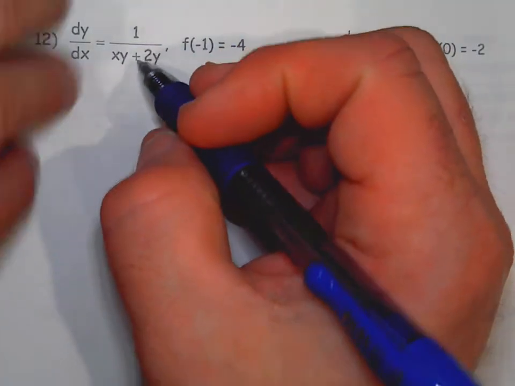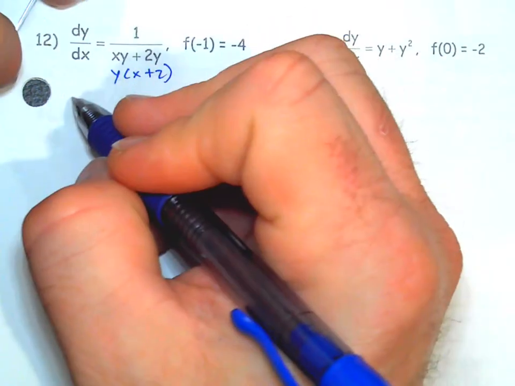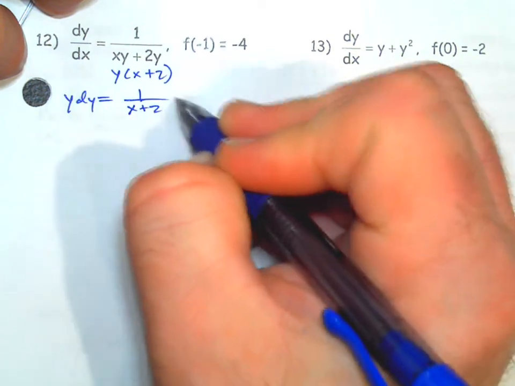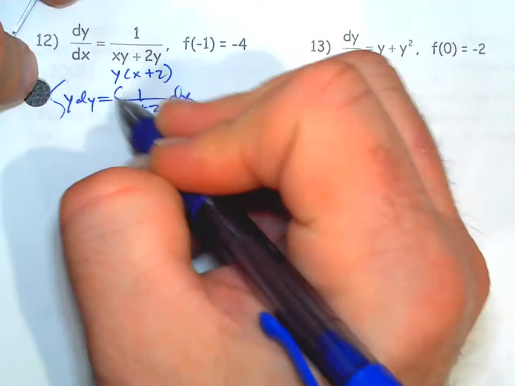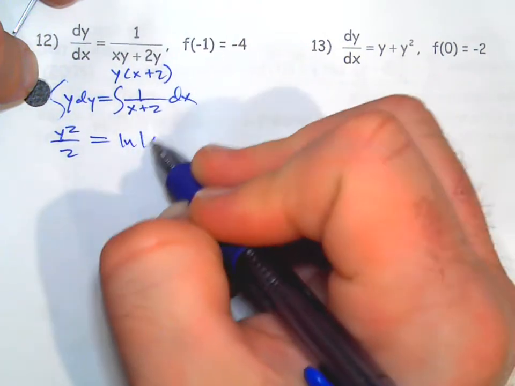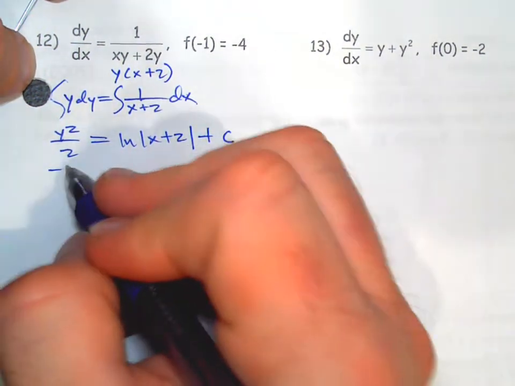All right. To separate the variables, you got to factor the y out. So then it's going to be y dy equals 1 over x plus 2 dx. We're going to integrate both sides. It's going to be y squared over 2 equals natural log of the absolute value of x plus 2 plus c. Use the initial condition.